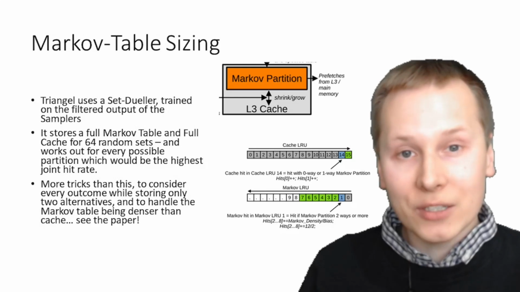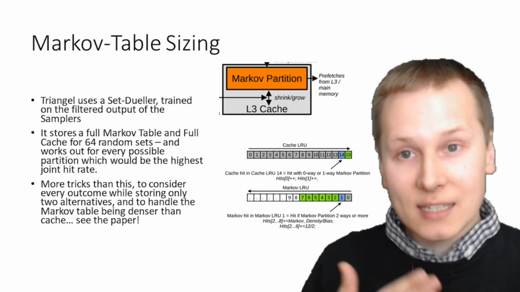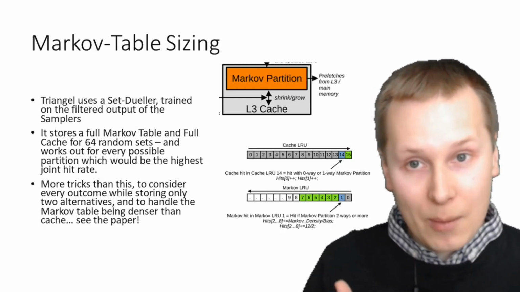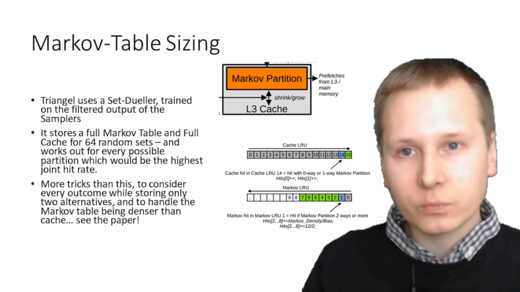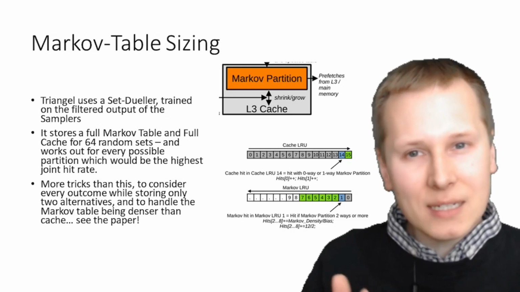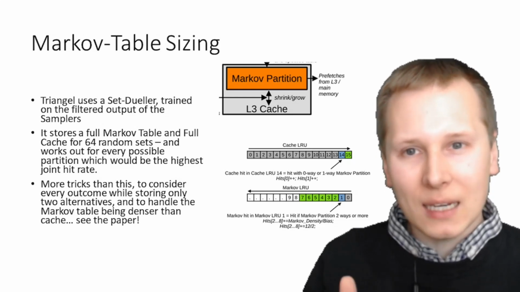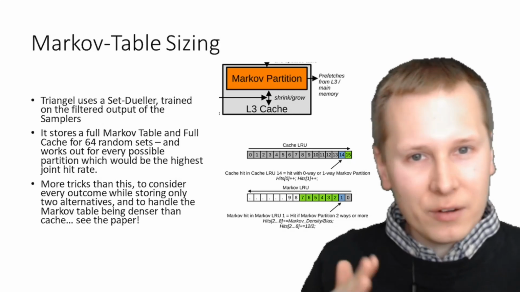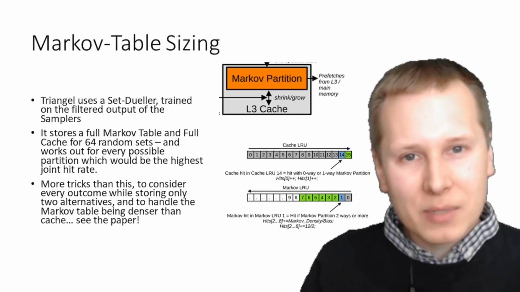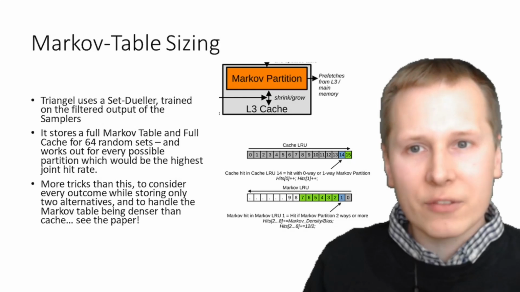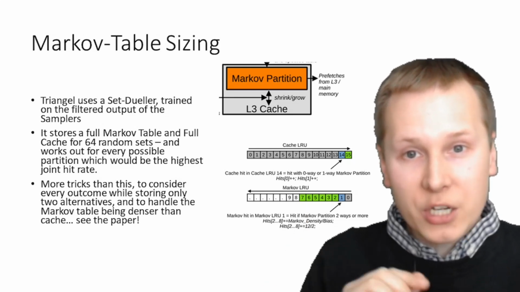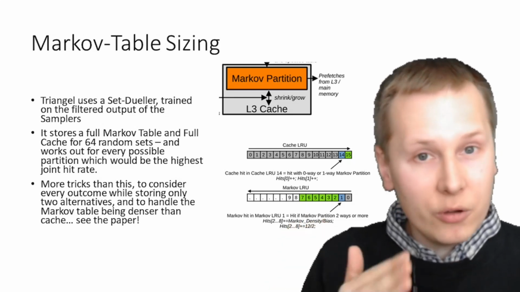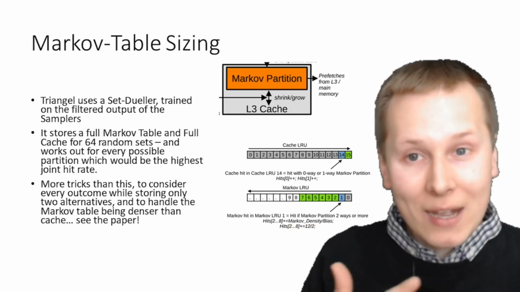So what Triangel does is it uses a set dueller trained on the filtered output of the samplers, so only on the things that the samplers want to store in the Markov table. And basically what it does, the details are more complicated than this, but basically it stores a full Markov table and a full cache just for 64 random sets in the much larger L3 cache. And it works out from just those two data structures what every possible partition between all Markov table and all cache would be the best joint hit rate.